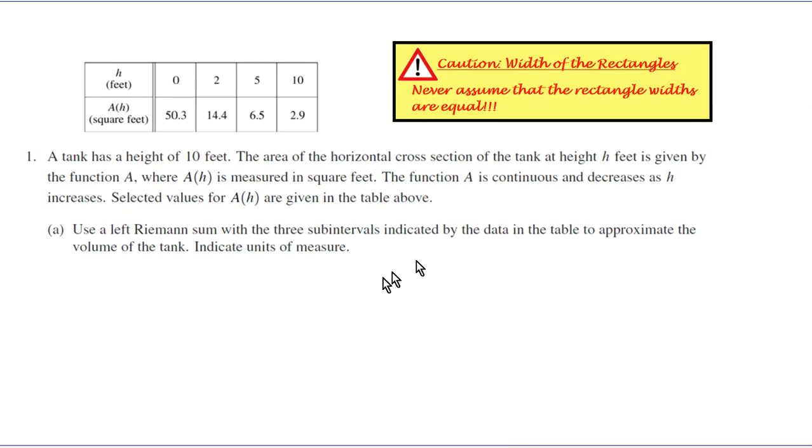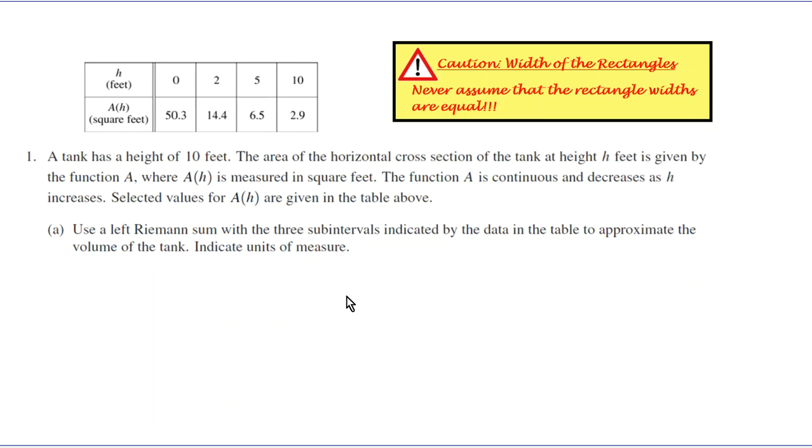All right, let's take a look at question number 1. It reads, a tank has a height of 10 feet. The area of the horizontal cross-section of the tank at height h feet is given by the function a, where a of h is measured in square feet. The function a is continuous and decreases as h increases. Selected values for a of h are given in the table above. So we have the table here showing the selected values of a of h for a specified h value.